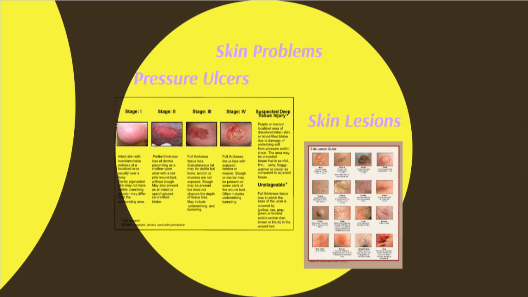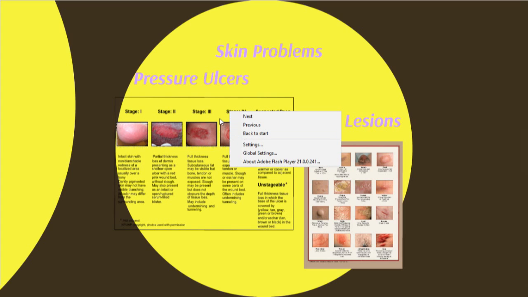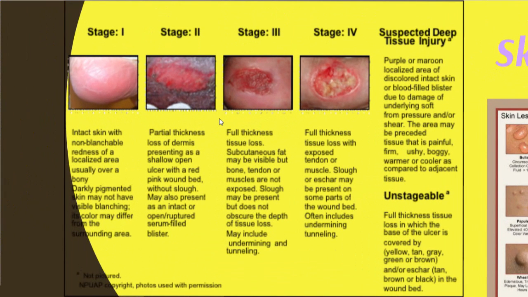Alrighty, skin problems. So here are the pressure ulcers and skin lesions that we may run into. So we can look here at some of these pressure ulcers. Okay, so a stage 1 is going to be intact skin. There's nothing open there, but it's non-blanchable redness of a localized area, usually over a bony prominence. Then we're going to get into stage 2, so that's going to be partial thickness loss of the dermis, presenting as a shallow open ulcer with a red-pink wound bed.